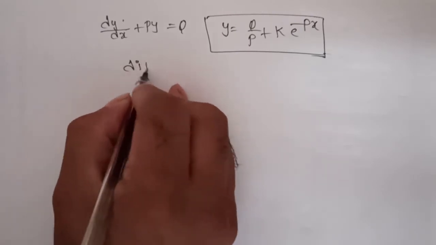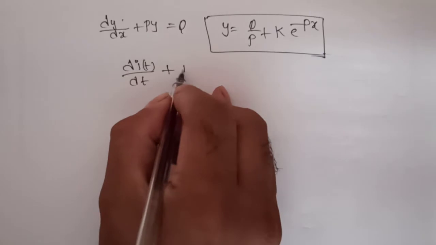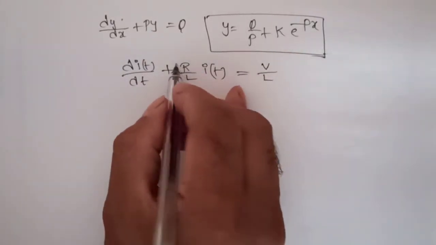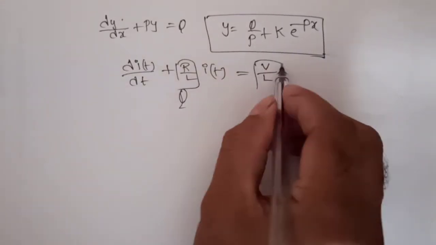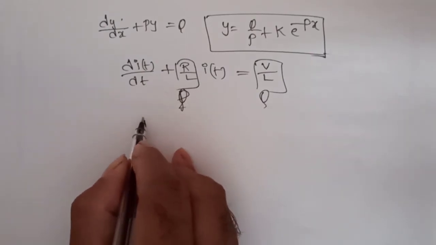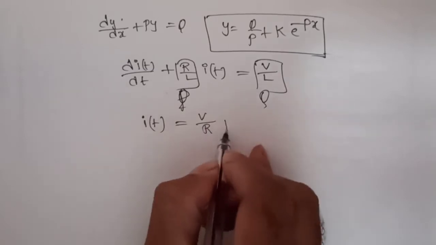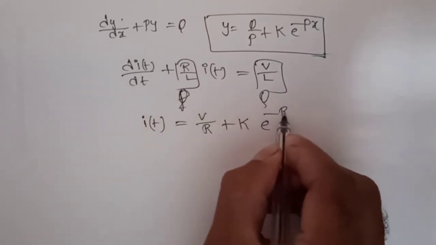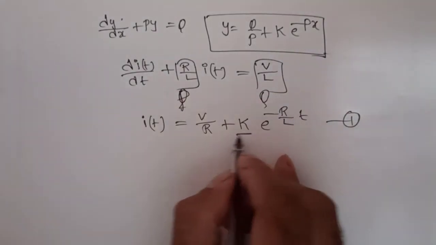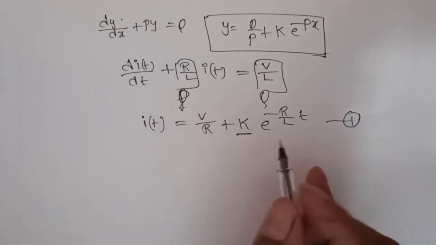Now what is the mathematical equation we got after rearranging? di of t by dt plus R by L into i of t is equal to V by L, where this is nothing but p and this is nothing but q. Now we can get the solution of the non-homogeneous equation: i of t equal to V by R plus k into e power minus R by L into t. Let us assume this is equation 1. Now here k is the constant.